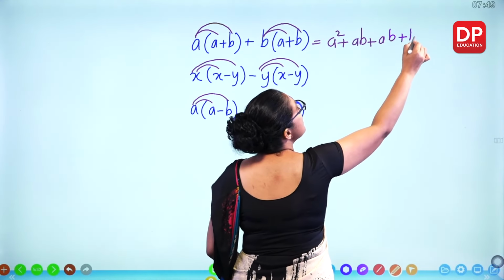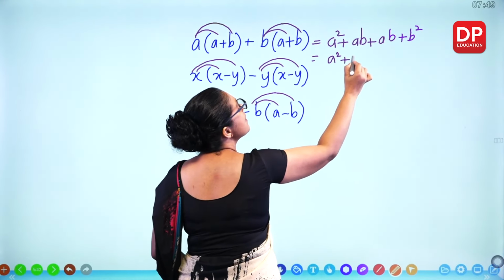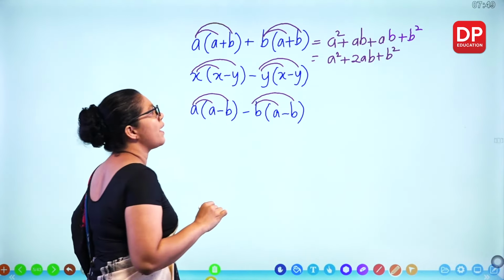B times b, b squared. Then when you simplify, ab and ab becomes 2ab. And you can write b squared.